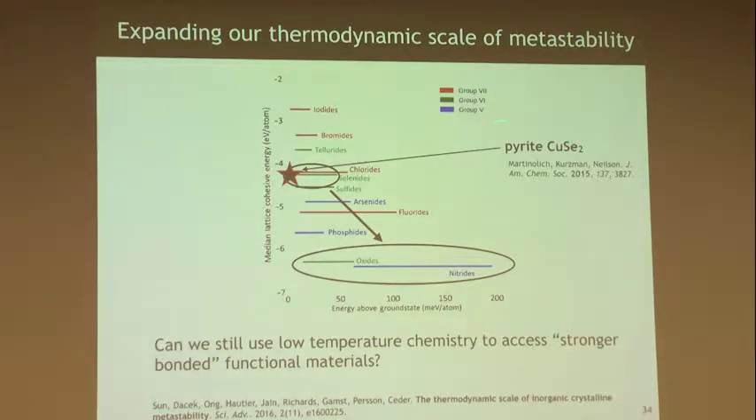So I've shown you I can make one metastable form of copper selenate. If we put this on a map of all metastable compounds calculated from the Inorganic Crystal Structure Database, it's pretty weak. It's about 1 millielectron volt per atom above the ground state. It's barely metastable. Now, if we look at oxides and nitrides, those can get quite metastable. And so can we still use low temperature chemistry to access these stronger bonded functional materials?